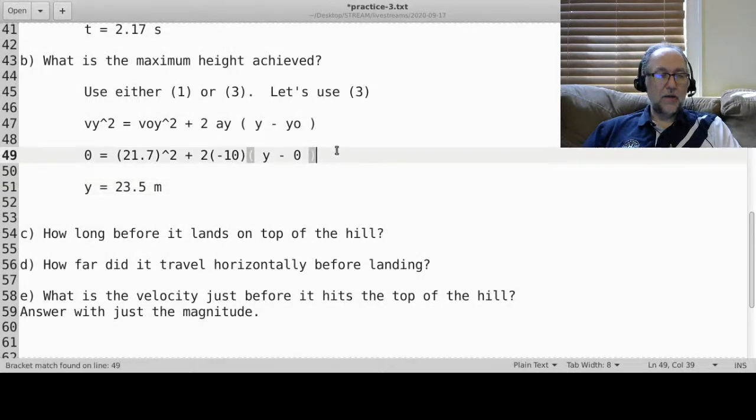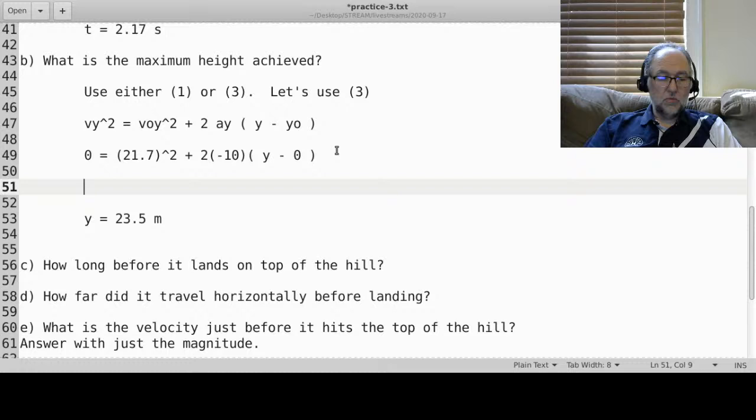Maybe I went a little bit too quick there. I kind of just reduced it, so that's 0. And where's my calculator? 21.7 squared. Okay, so that's equal to this value here. Let's round it off. Minus 20y, like that.